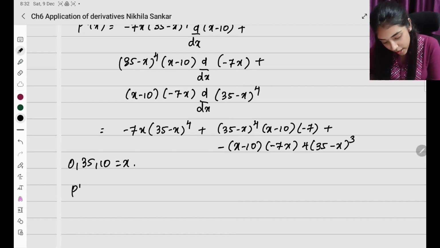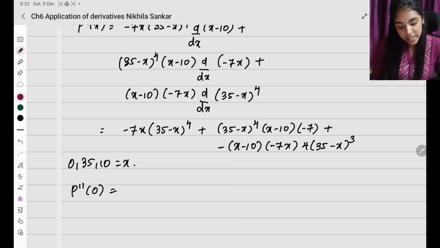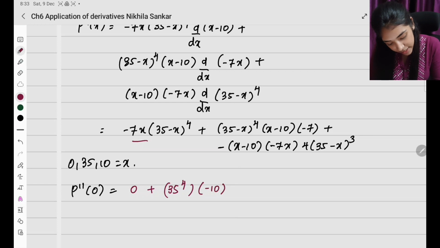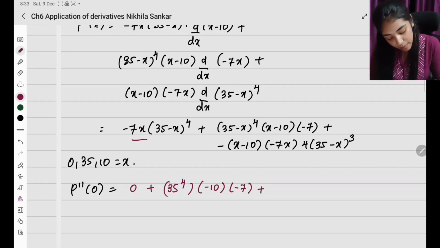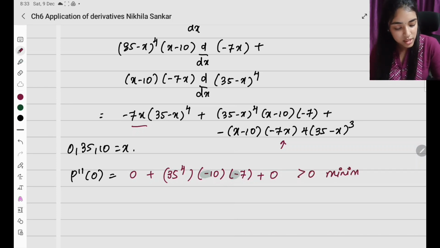If I substitute, p double dash of 0, what do I see? When I substitute 0, the first term becomes 0. The second term is going to be 35 the whole power 4 times minus 10 times minus 7. Plus, when I substitute 0, this whole term becomes 0 again. So in total, this is going to be a minus times a minus, so this is greater than 0. So we are talking about the minimum value.